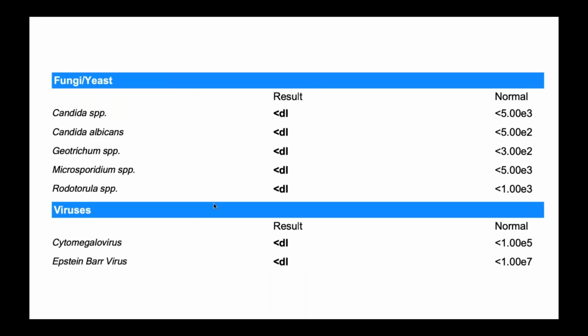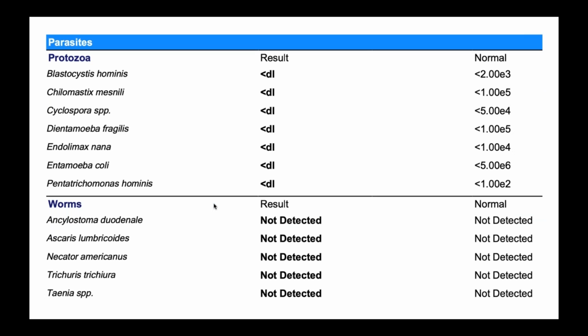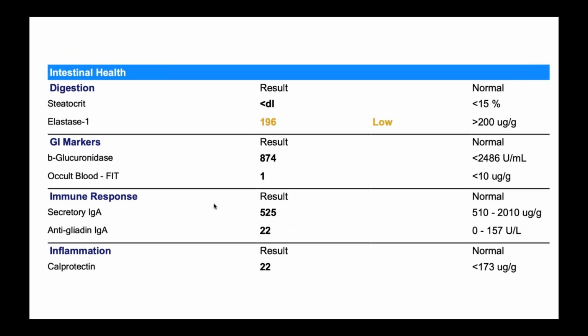No fungi or yeast were noted, also no viruses and no parasites. In the intestinal health section, we do see that the elastase was quite low, indicating insufficiency of pancreatic enzyme production, which may help to explain a lot of what we're seeing in this case with the various types of organisms that were overgrown.